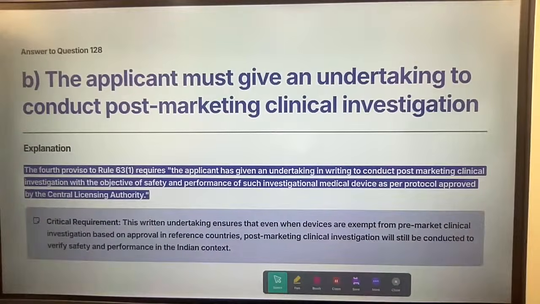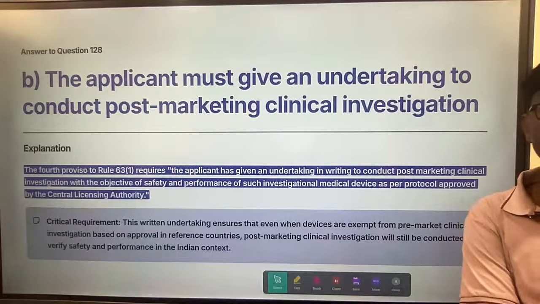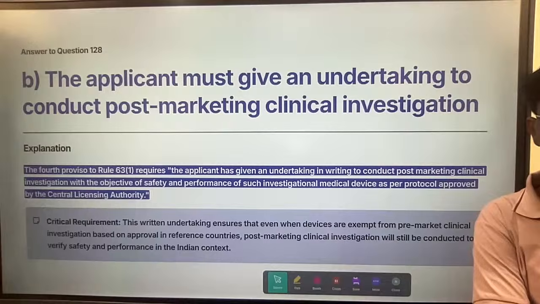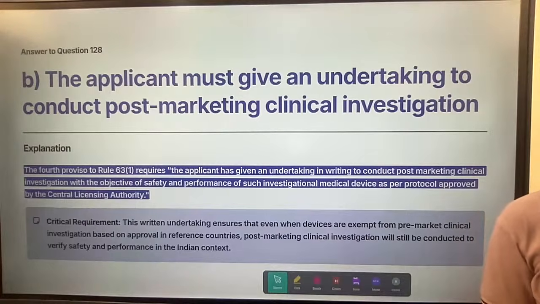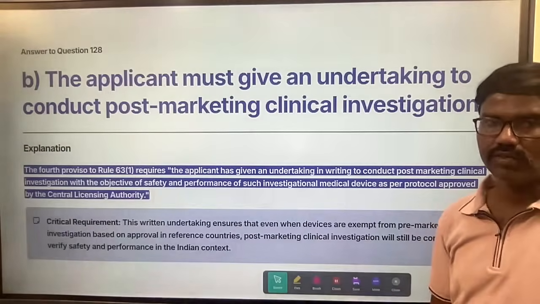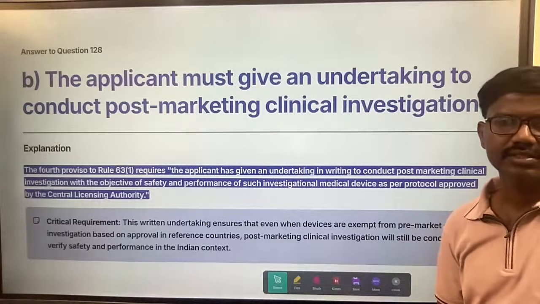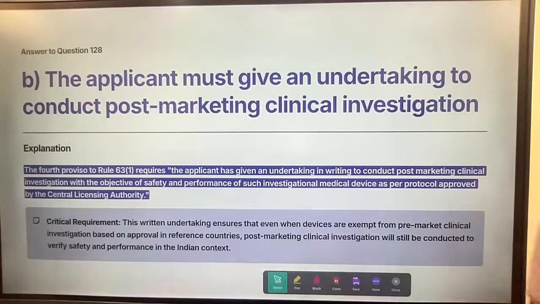Right answer. B. The applicant must give an undertaking to conduct post-marketing surveillance. It is very important because already we are exempting so many things because it is approved in the reference countries. No need to go for investigational studies again, but you must concentrate on post-marketing surveillance. After releasing into the Indian market, what is happening? You must report updates to the CLA if anything goes wrong, right?